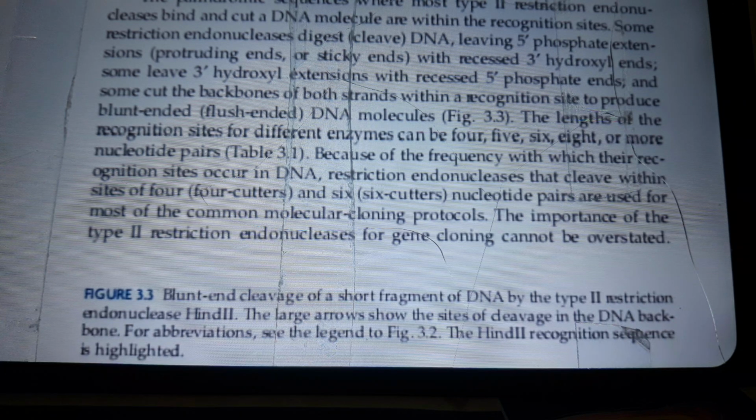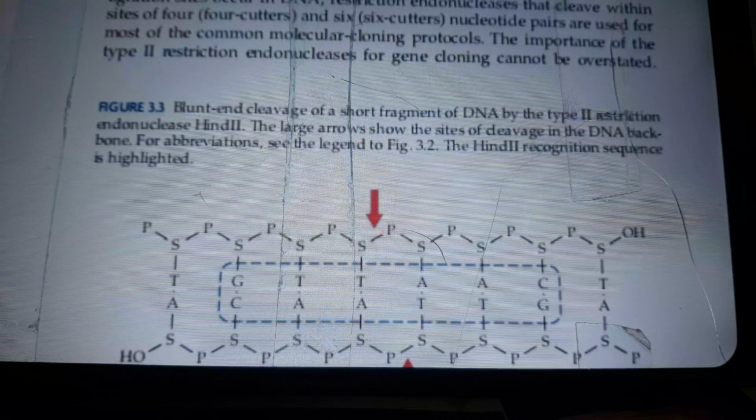Figure 3.3. The lengths of the recognition sites for different enzymes can be 4, 5, 6, 8, or more nucleotide pairs. Table 3.1. Because of the frequency with which their recognition sites occur in the DNA, restriction endonucleases that cleave within sites of 4 or 6 nucleotide pairs are used for most of the common molecular cloning protocols. The importance of the type 2 restriction endonucleases for gene cloning cannot be overstated.